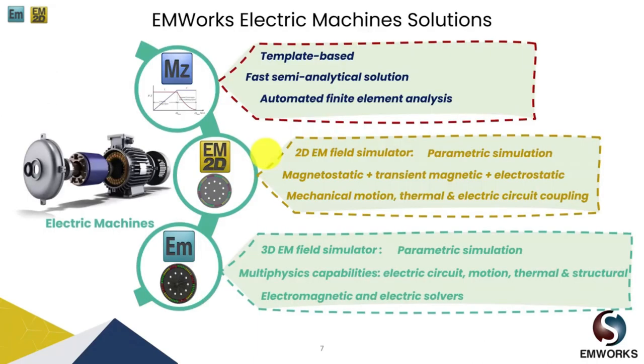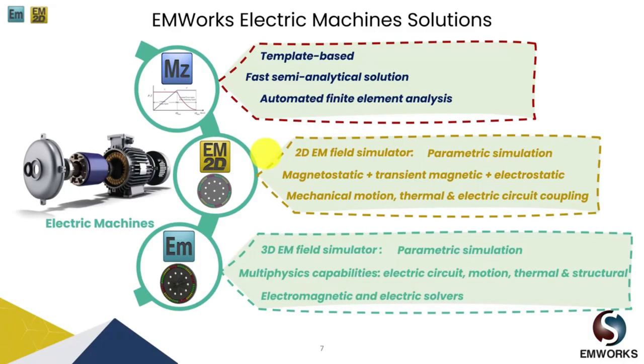So, to overcome all these challenges and to analyze the model, AMWorks provides various electric machine solutions. First, we have the Motor Wizard tool. It is a template-based motor design software that allows users to accurately solve both electric and magnetic problems. It includes electrostatic, magnetostatic, and transient solvers equipped with integrated analytical and finite element based solvers.